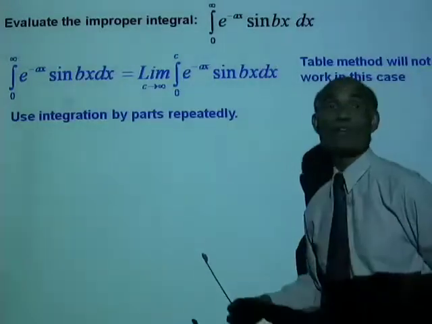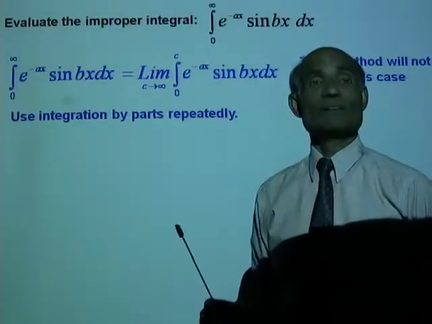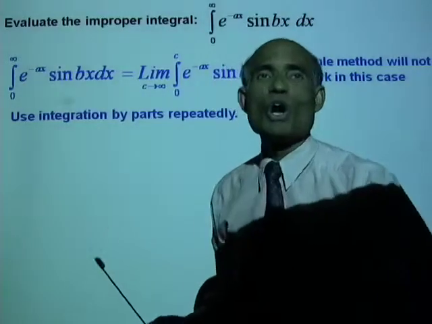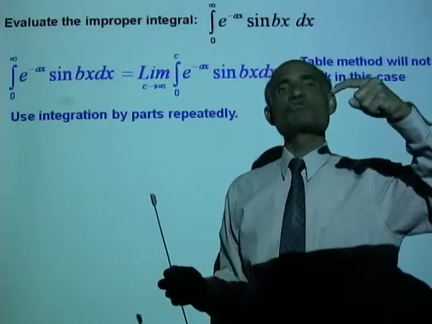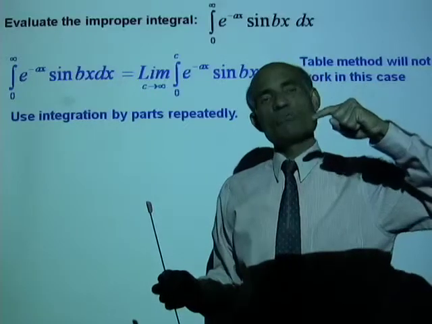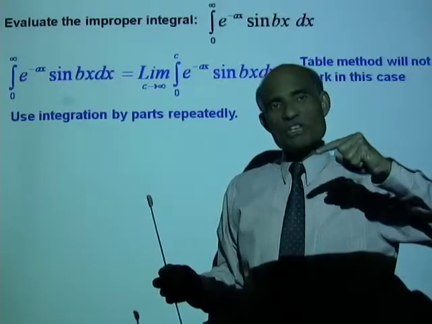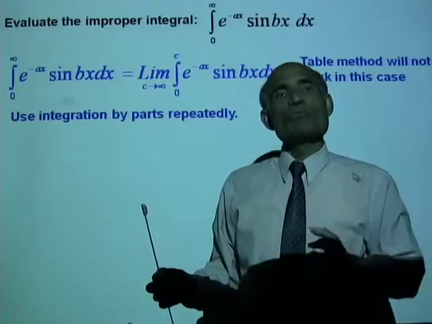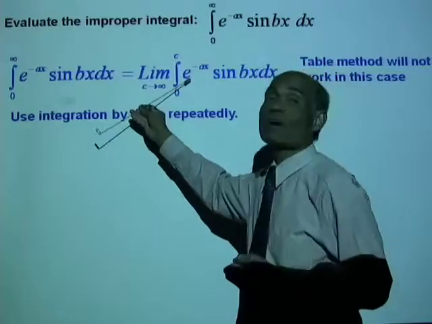Now the table method will not work there. Why not? Because the table method will work only if the quantity you choose as u, when differentiated continuously, will reach 0. In this case, what happens?